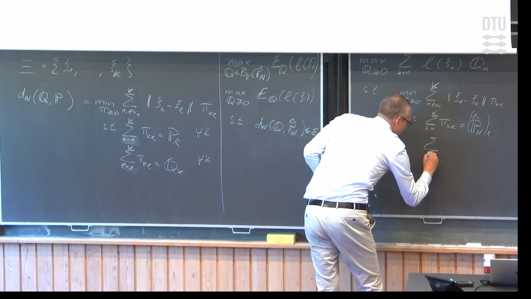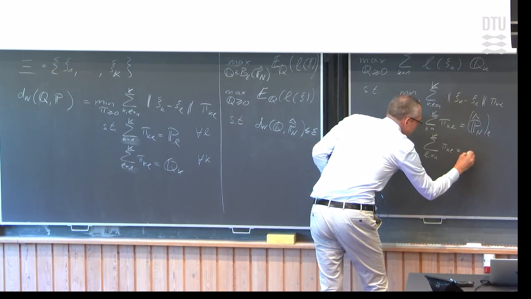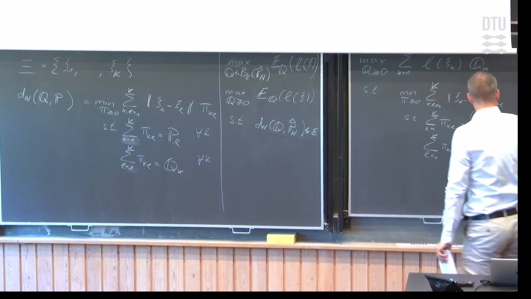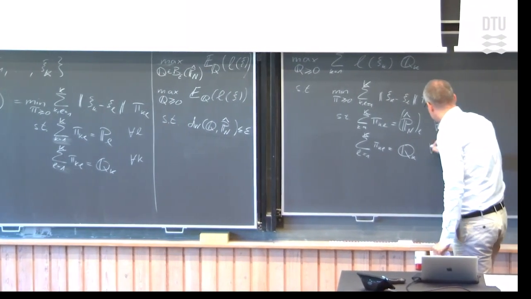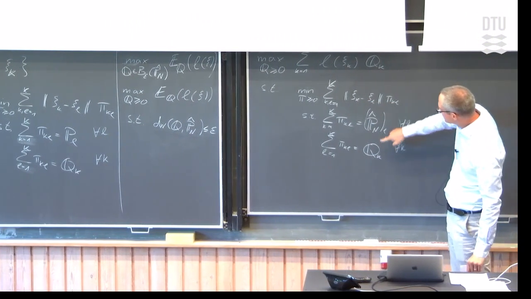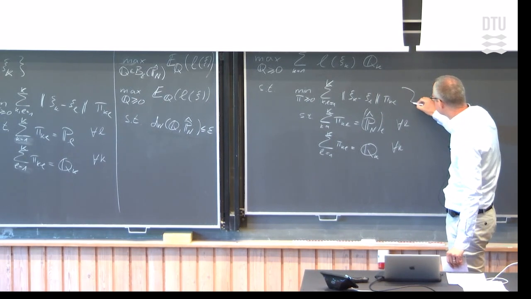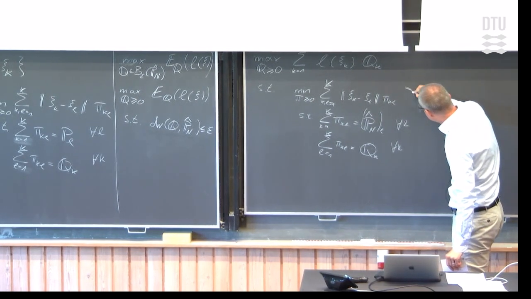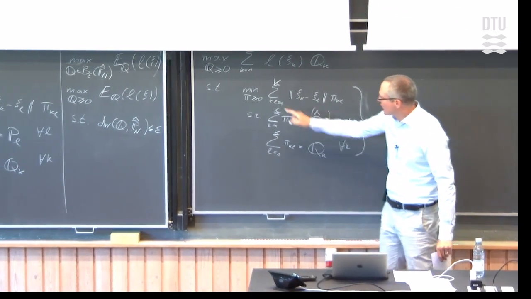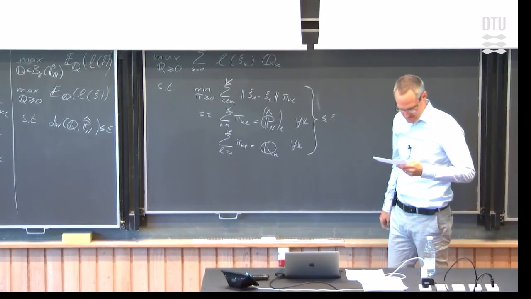And the sum from L equals 1 to K of pi KL equals Q K. This one is for each L. This one is for each K. This is the Wasserstein distance between Q and P hat N. And that should be smaller or equal to epsilon. The optimal value of this linear program needs to be smaller or equal to epsilon. Yeah?